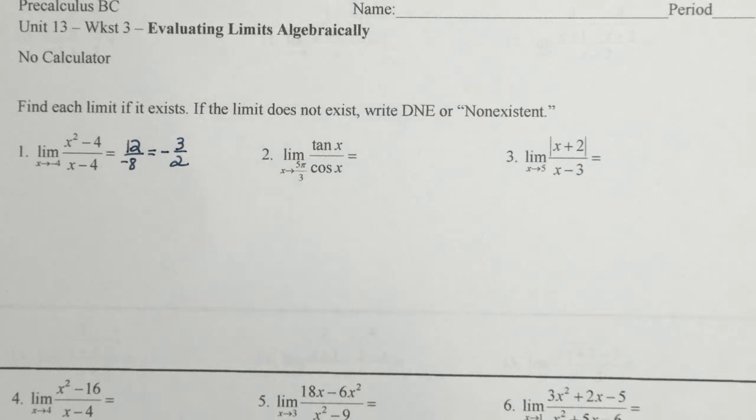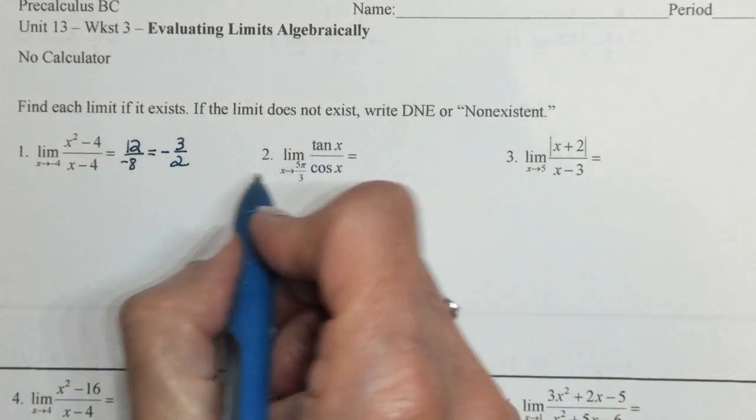Goodness, what did I do here? 16 minus 4 is, okay. I don't know what I did there. I think I made a mistake in my key, but this is correct.